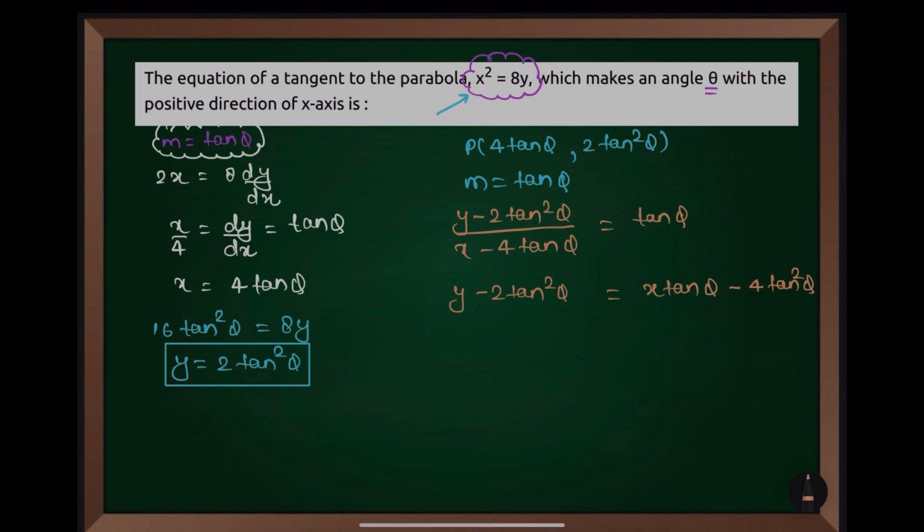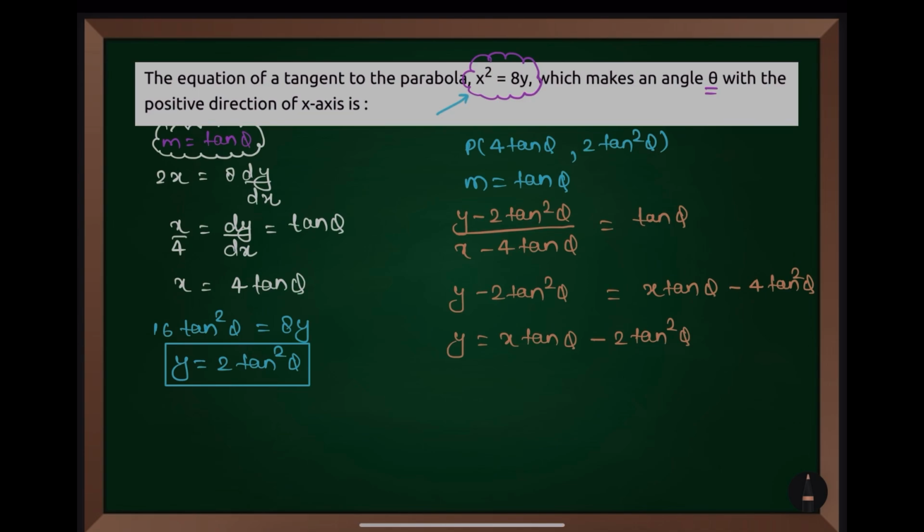Is that okay? Now can I ask this tan square theta to go that side? So we will have y equals to x tan theta, and it will become minus 2 tan square theta.